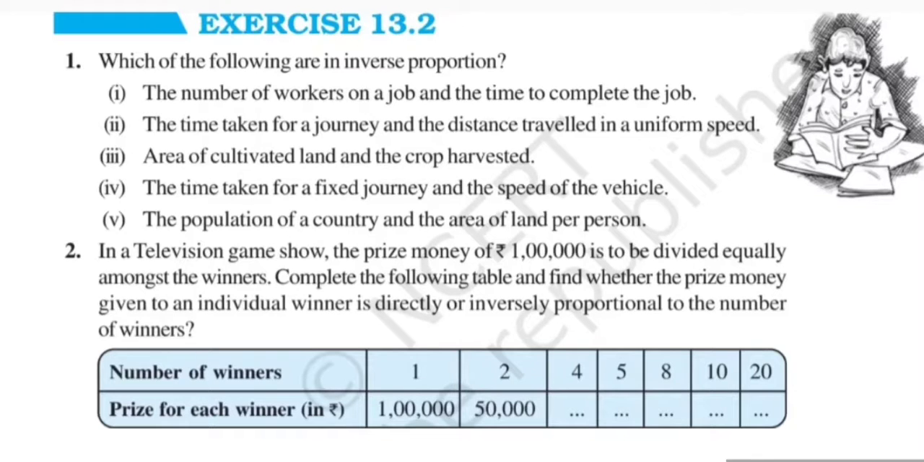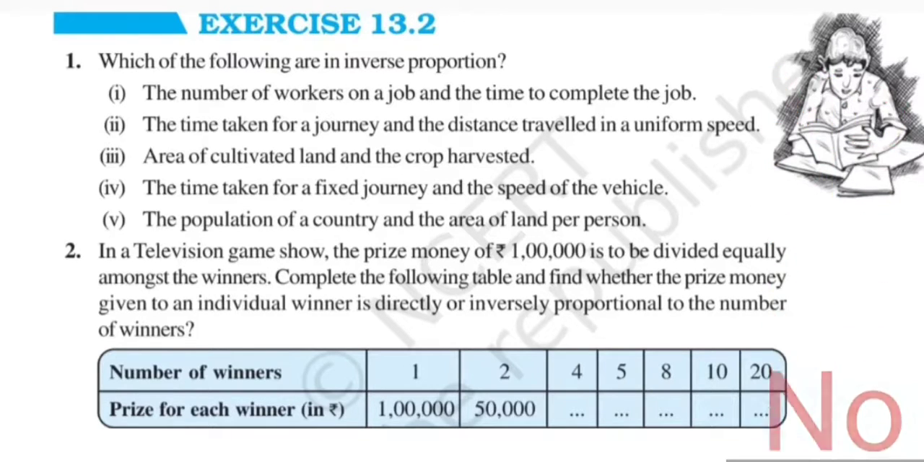Which of the following are in inverse proportions? So here we have to write which one is in inverse proportion. First one, the number of workers on a job and the time to complete the job. So here the number of workers increase, so the job will take less time to complete. Okay, so that's why they are inversely proportional. Second one, the time taken for a journey and the distance traveled in a uniform speed. So for more time, more distance to travel. That's why they are not inversely proportional.